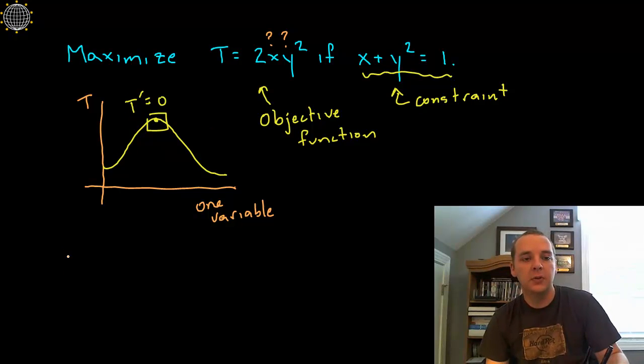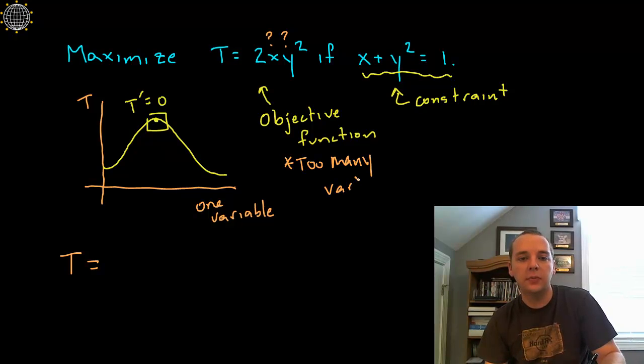So here we go. We've got t equals, currently, 2xy squared. That is too many variables. This objective function has too many variables. Now, look at this constraint right here. Any thoughts as to how we could use this constraint to reduce the number of variables we have on the right-hand side? We know that x plus y squared has to be 1.